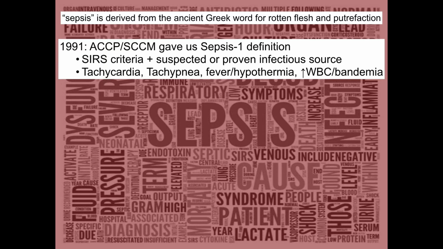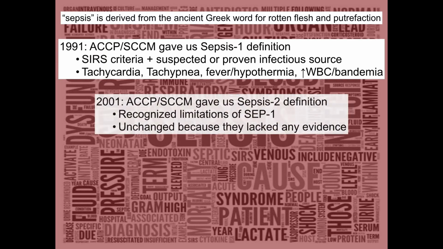So in '91, the American College of Chest Physicians and the Society for Critical Care Medicine gave us actually sepsis 1 definitions, which is where we get SIRS from. And that's the 3 clinical aspects of it, and then the laboratory finding of the leukocytosis. So we operated on that for several years, about 10 years, and then in 2001, the ACCP and SCCM got back together again and gave us sepsis 2.